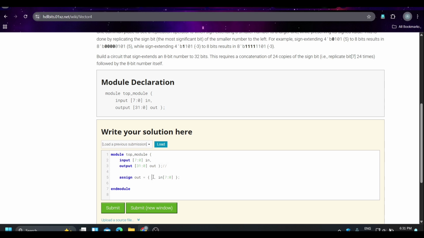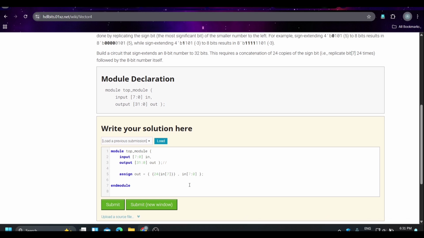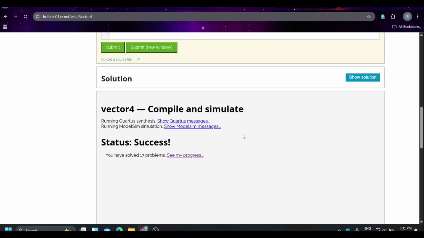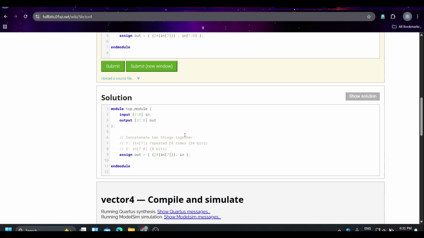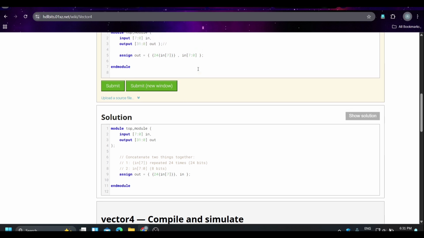So what we will do is repeat 24 times. So 24, then these curly brackets, then in 7. Okay. So this is the solution we wrote. Let's check it. Okay, our code has run successfully. Let's see this solution, what they have given. Same thing, whatever we wrote, they have given.